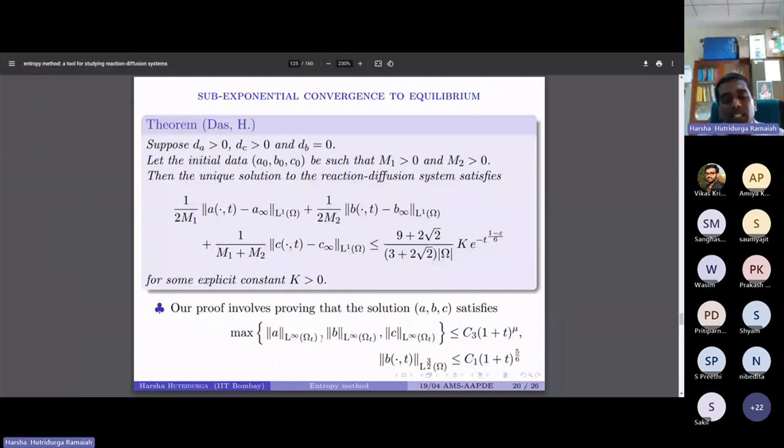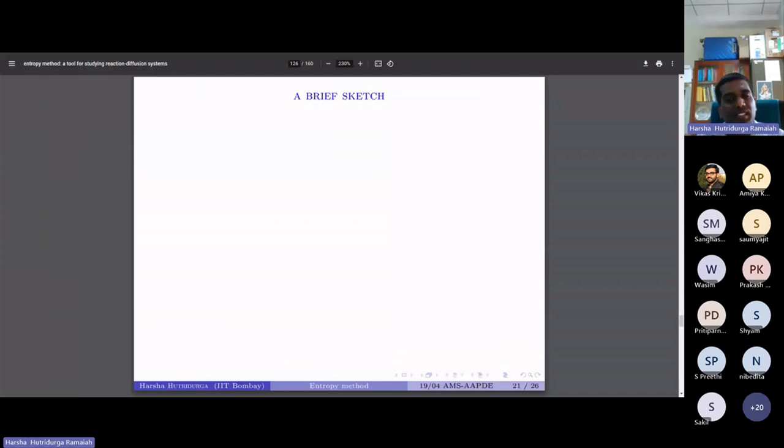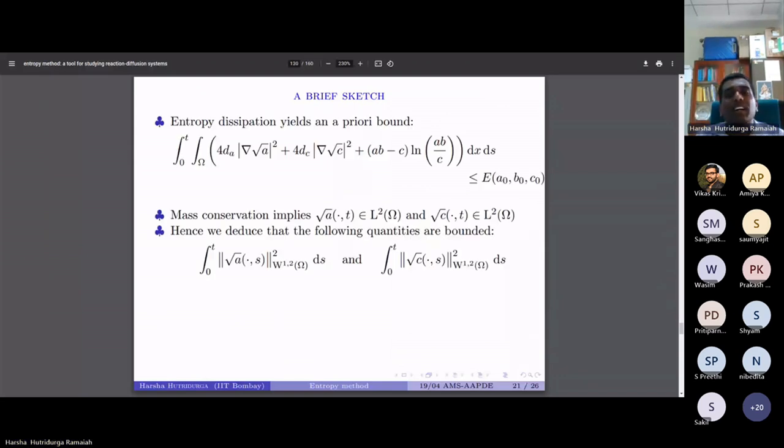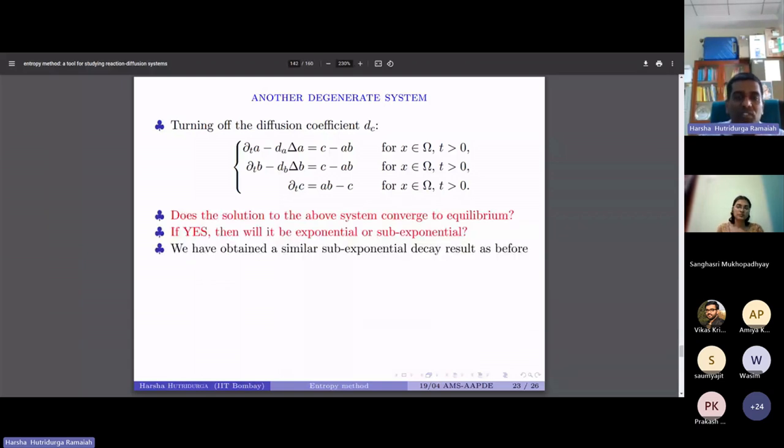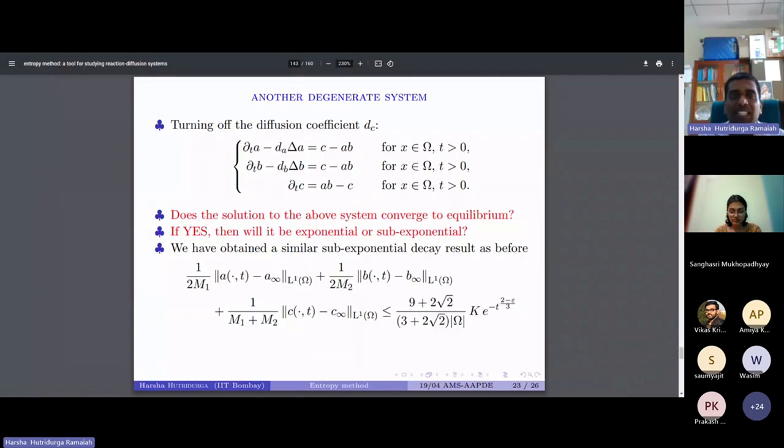I had thought that I could give a brief sketch of that, but I'll just skip it. In fact, you can do a similar kind of analysis when DC equals 0. And you can ask a similar question: whether the solution converges to the equilibrium state, is it exponential or sub-exponential convergence? We have shown a similar kind of result where the convergence is again in the L1 norm and the decay is sub-exponential in time.